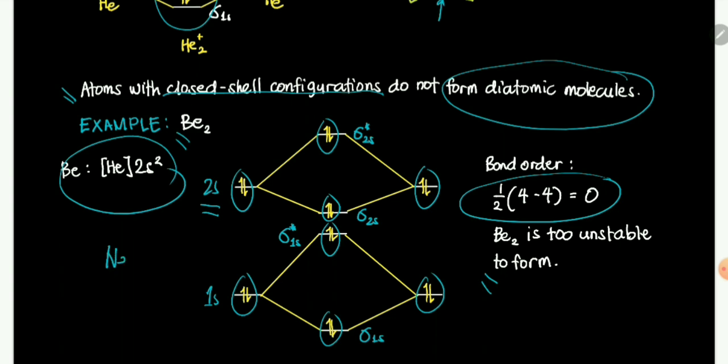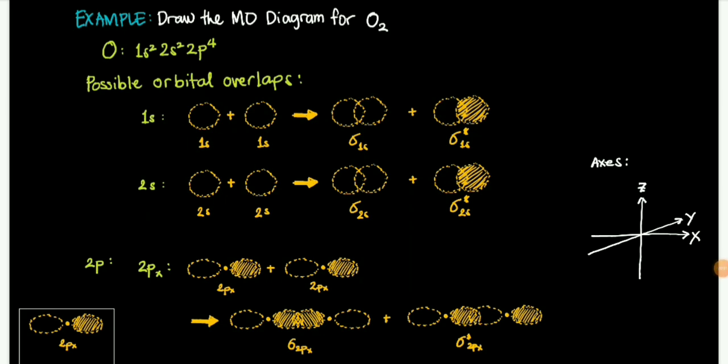So, ganun din yung neon-2. Okay? Ganun din yung argon-2. So, lahat to hindi nagpo-form kasi closed shell configurations yung mga orbitals nila. Okay? So, for this next example, i-consider na natin yung mga bonding hindi lang sa s orbitals, pati na rin sa p orbitals. So, in this example, let's draw the molecular orbital diagram for the oxygen molecule, O2. So, the electronic configuration of oxygen is 1s2, 2s2, and 2p4. So, ibig sabihin, meron siyang 1s orbital, 2s orbital, and the 3 2p orbitals in the 2p subshell.